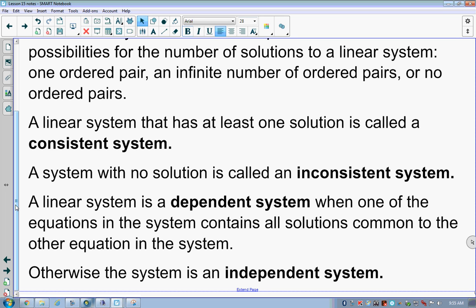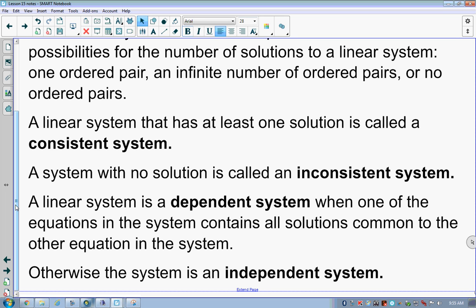No solution is an inconsistent system. No solution means the lines are parallel. So parallel lines are always inconsistent. Everything else is consistent. All right. Then we have dependent and independent.